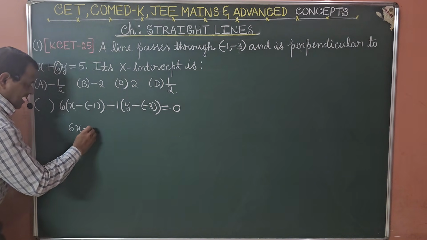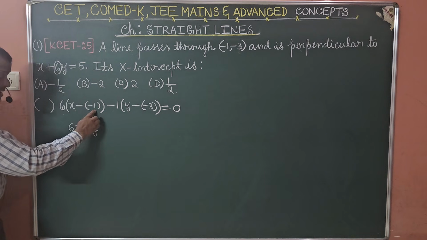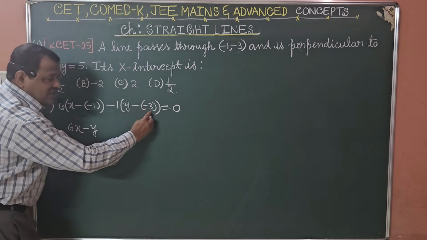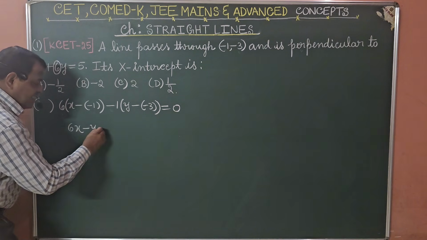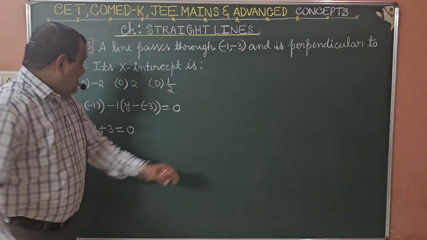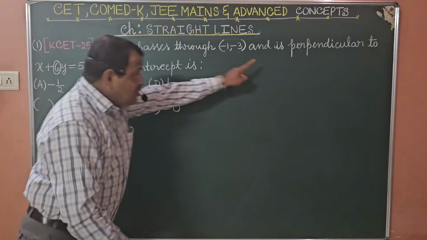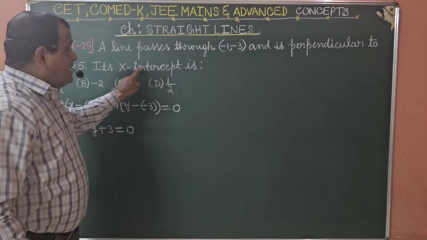Therefore, the equation of the line is 6x, this is minus y. This is 6 into plus 1, minus into minus, so plus 6. But this is minus into minus into minus 3, so plus 6 minus 3, it is plus 3 equal to 0. The line is obtained. Now let us come back to the question. The question says not only obtain the line, now find the x-intercept made by the line.